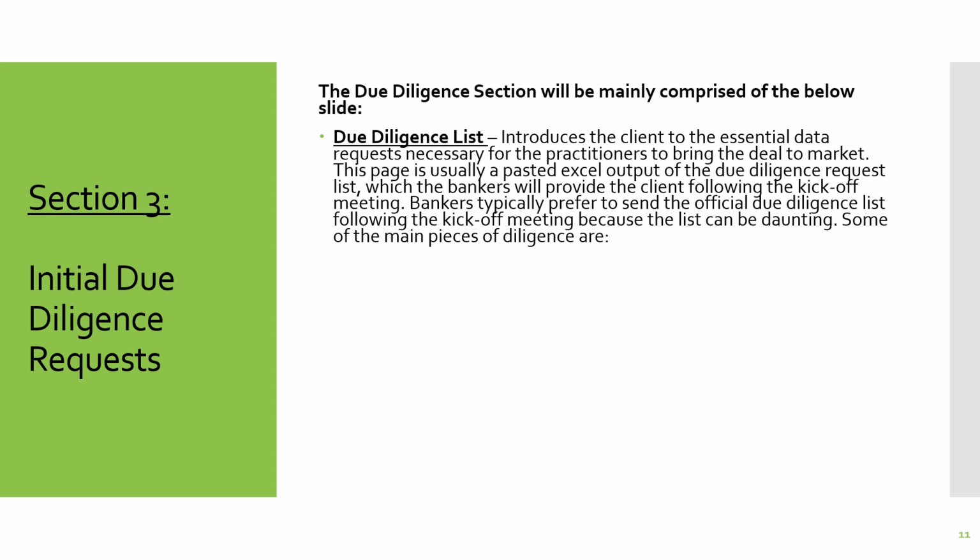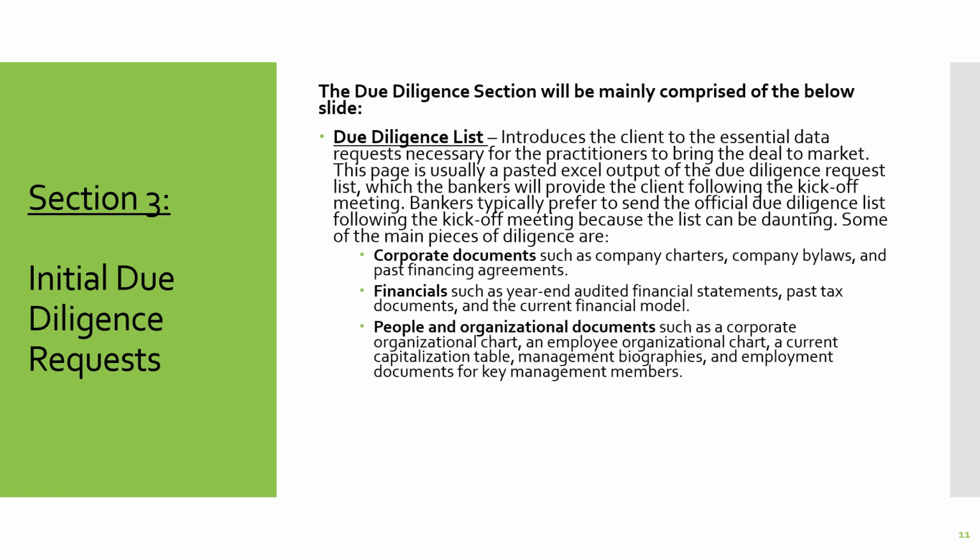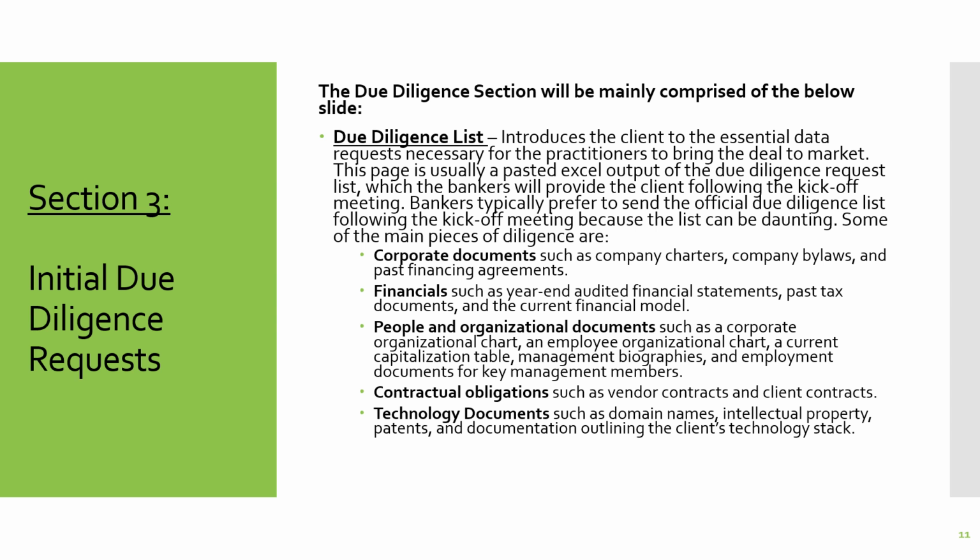Some of the main pieces of diligence are corporate documents, such as company charters, company bylaws, and past financing agreements. Financials, such as year-end audited financial statements, past tax documents, and the current financial model. People and organizational documents, such as a corporate organizational chart, an employee organizational chart, a current capitalization chart, management biographies, and employment documents for key management members. Contractual obligations, such as vendor contracts and client contracts. Technology documents, such as domain names, intellectual property patents, the documentation outlining the client's technology stack, and other auxiliary items. These can be client-approved logos, fonts, and color palettes.